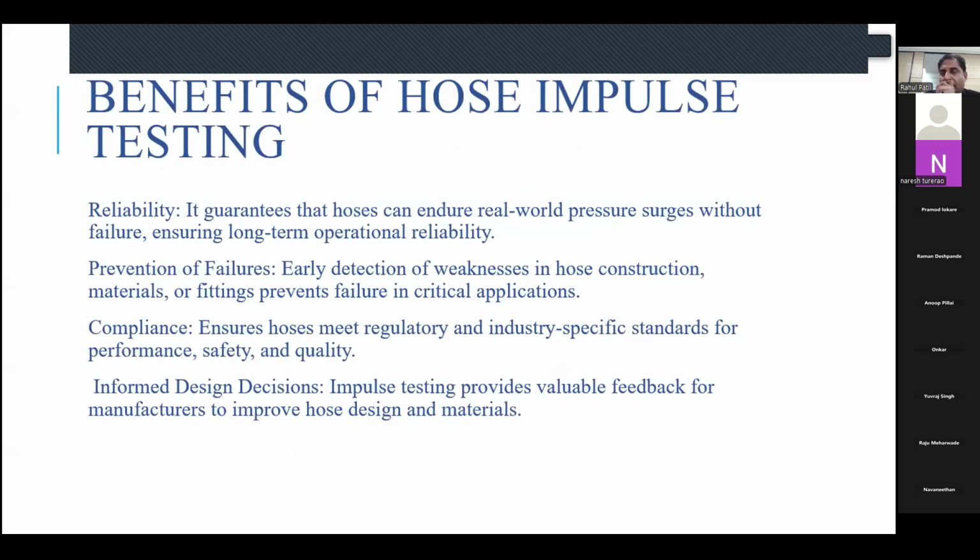Okay, so as input was there, we need to define the hose life cycle. We need to see how the hose performs with respect to the impulsation. What are the benefits? Reliability is one thing. It guarantees that the hose can endure real-world pressure. So once all the impulsation tests or associated tests have been carried out, one can definitely guarantee or warranty that the product is quite reliable. You can use it to the specified requirement.